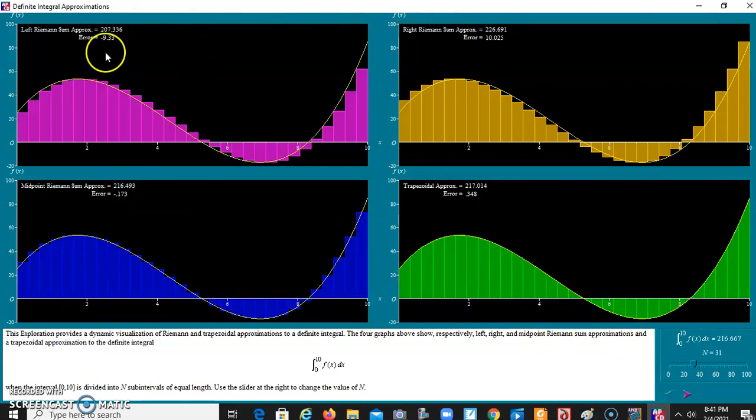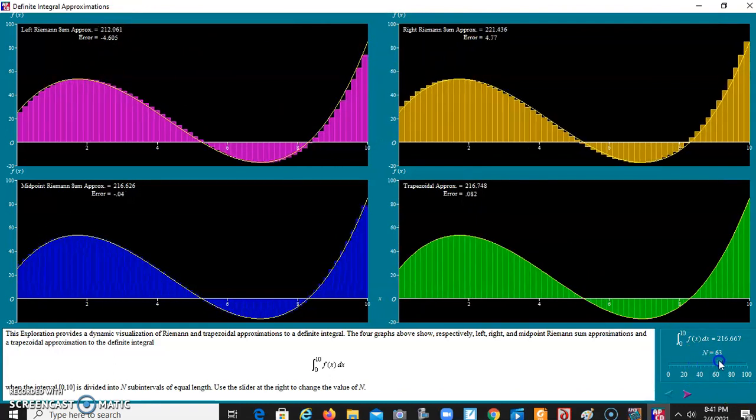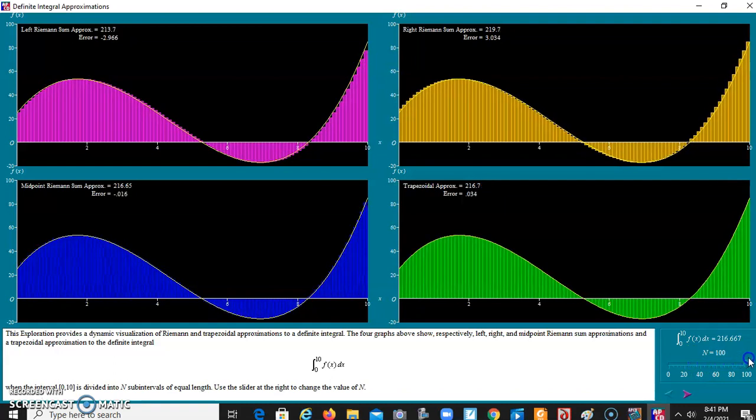But watch what happens to the errors. You'll see these errors approaching 0. Keep your eye on any one of them. As the number of rectangles increases, our errors all went down. So you can see these are now off by about 3 apiece. The midpoint now is only under approximating by negative 0.016. As a relative error, that would be very small because, again, the true area is 216.6 repeating. This turned out to be 216.65, very close to the actual area. And the trapezoidal approximation is also very close.